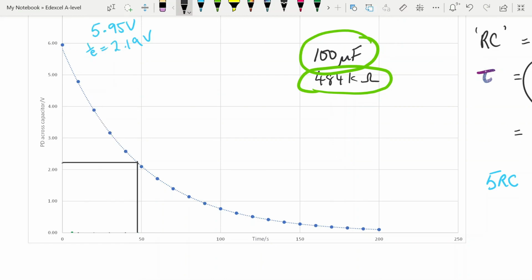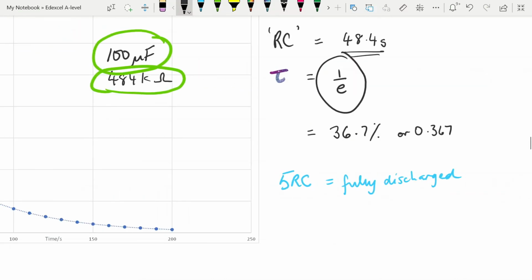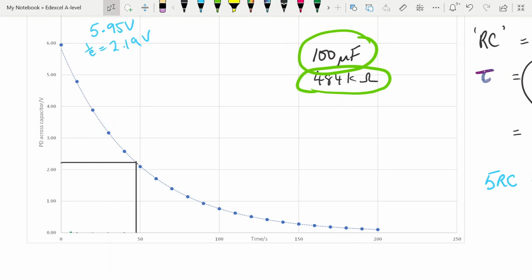And we know it should be 48.4 seconds. And in fact, that looks very close. If you have a graph like this, you don't just do it once. You would find 36.7 of that value, 2.19, do it again, and take an average, and if you can, even a third time. So if you have to find the RC from a curve like this, make sure you do it repeatedly so that you can take an average.